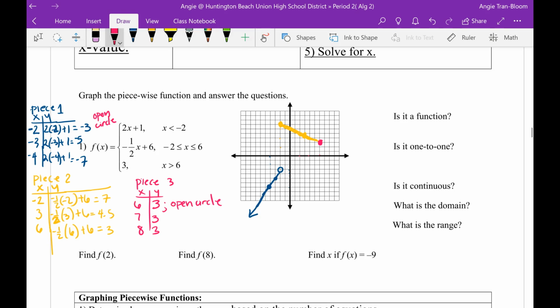Okay. Then at 7, I also have 3. At 8, I also have 3. So I'm just going to make, what kind of line is that? A straight horizontal line. All right. Do I make an arrow? Yes, you have to. It's an arrow for that one. Okay. So that's how we graph out the piecewise.